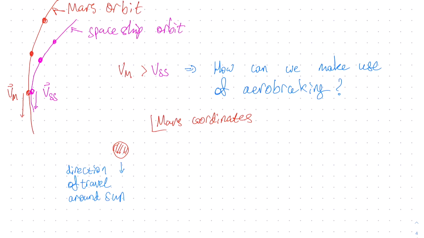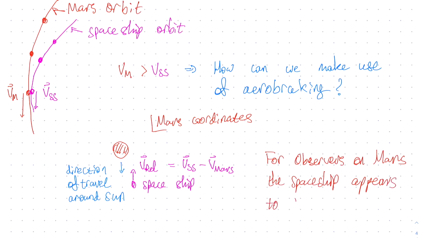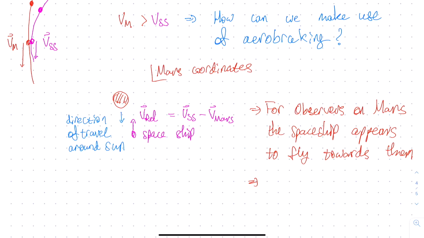We are gaining on the spaceship, so the spaceship is coming to us from the direction of travel of Mars around the Sun. Now, how fast does the spaceship appear to approach Mars? Let's call that Vrel for relative velocity. Now, what is Vrel? It's just the velocity of the spaceship minus the velocity of Mars. In order to transform to coordinates where Mars is stationary, we have to subtract the velocity of Mars from all the other velocities. To recap, for observers on Mars, the spaceship appears to fly towards them, as indicated by the plot to the left.